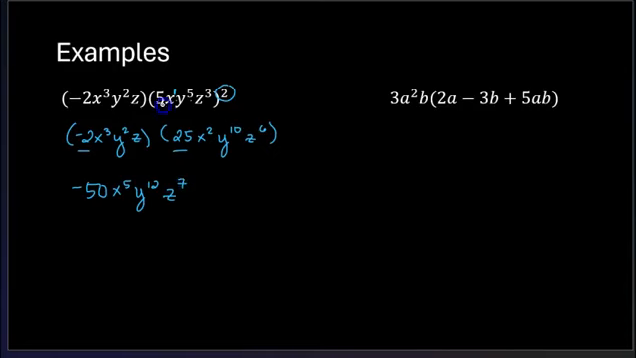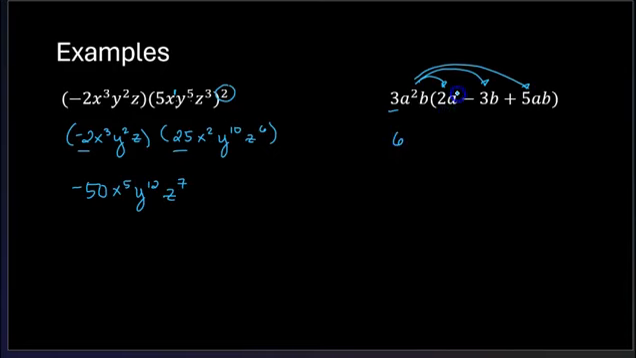Okay, so this is a short multiplication. For this one here, notice that there are 3 terms. So that means I have to multiply to each of the terms. Okay, what we call the distributive property. So again, multiply the constant with a constant.